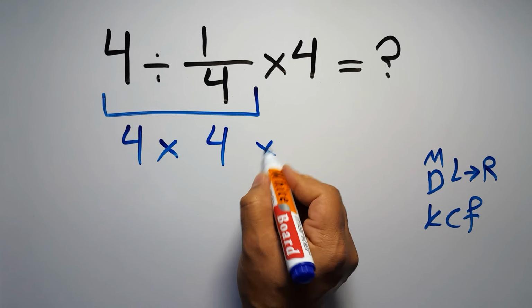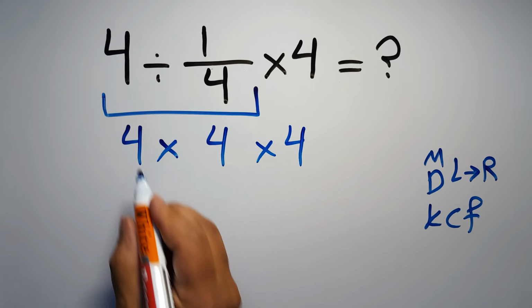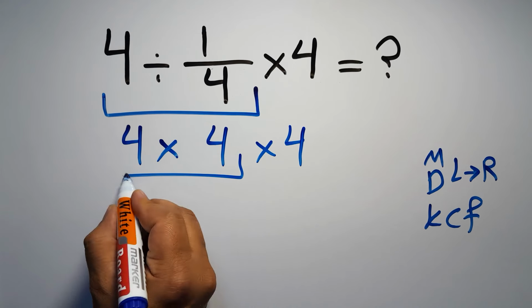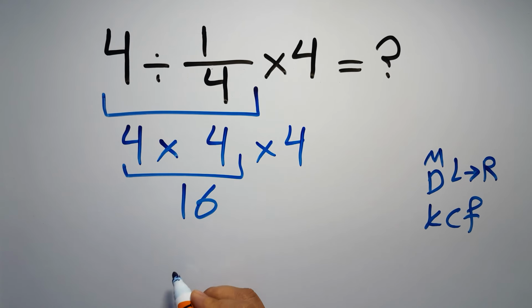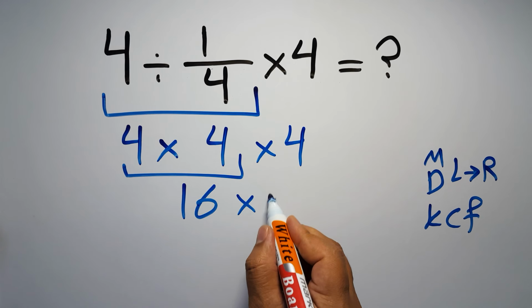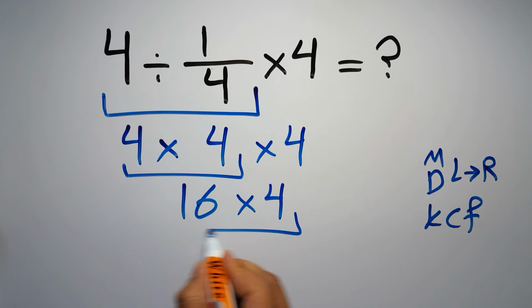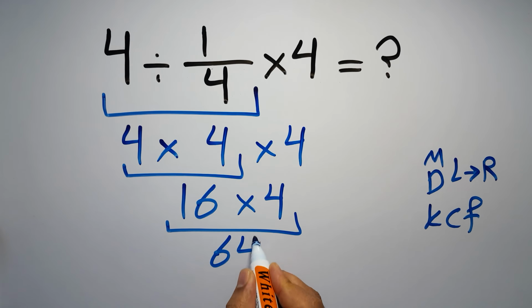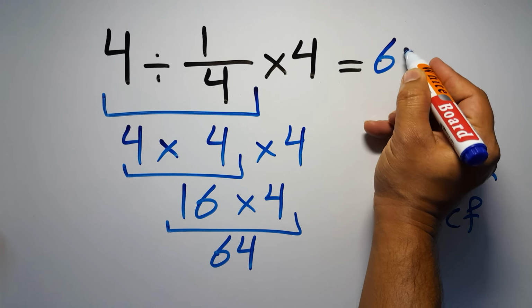And again here we have times 4. Now, 4 times 4 is just 16. And 16 times 4 gives us 64. And this is our final answer to this problem. The correct answer is 64.